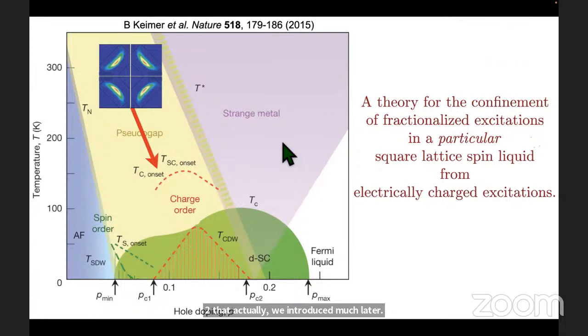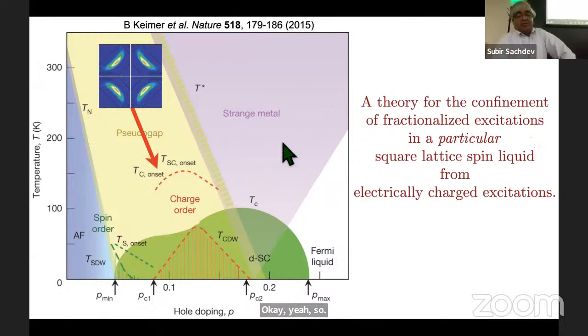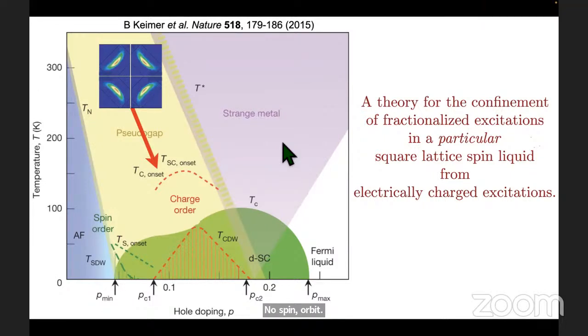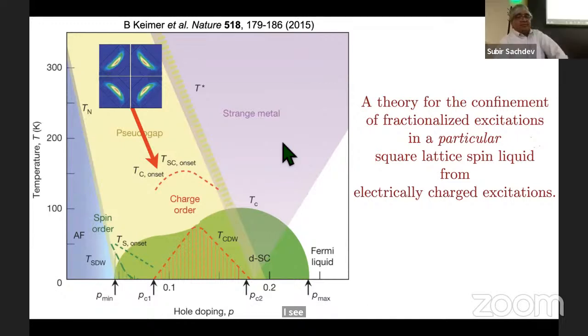Okay. The SU2 of spin, is it related in any way to rotations of space or not? No, spin orbit is zero in this theory. I see. But if you had spin orbit coupling, it would be rotated. Yeah. Got it. Thank you.